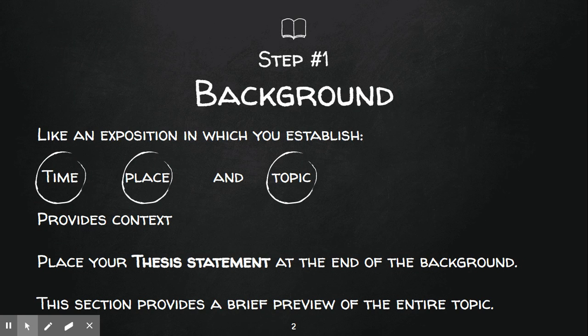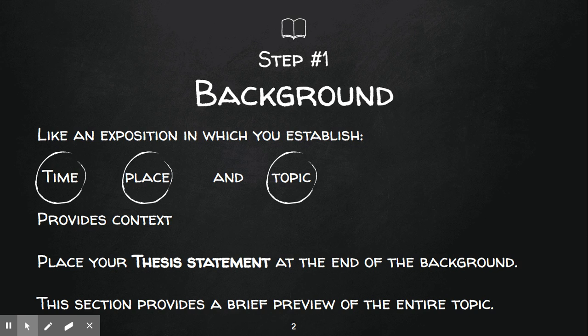Part 1 is your background. I like to compare these 5 parts to kind of like a plot. So the background would be the exposition. This is where you establish the time, the place, and the topic that you're researching. You really want to provide some context here.